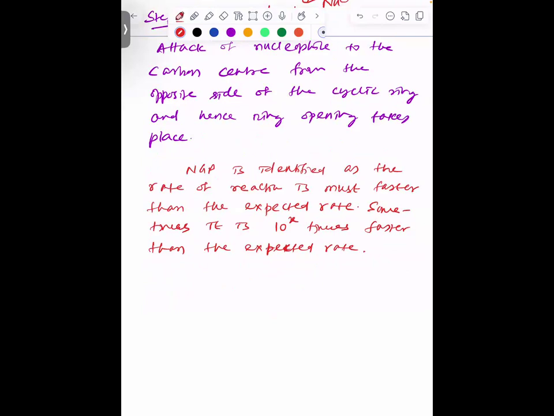How do we identify NGP? First, the rate of reaction is much faster than expected, that is 10 to the power x times faster. Second condition, this reaction goes through complete retention of configuration. If both hold, then the reaction is following NGP.